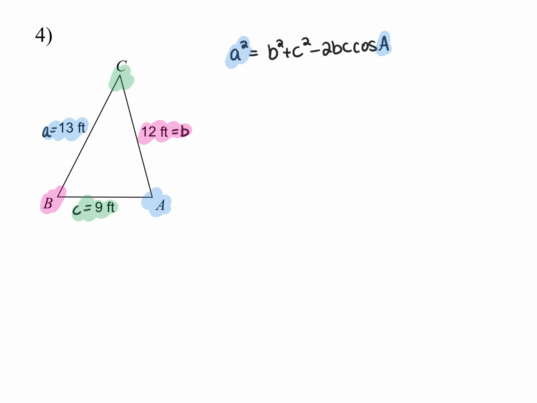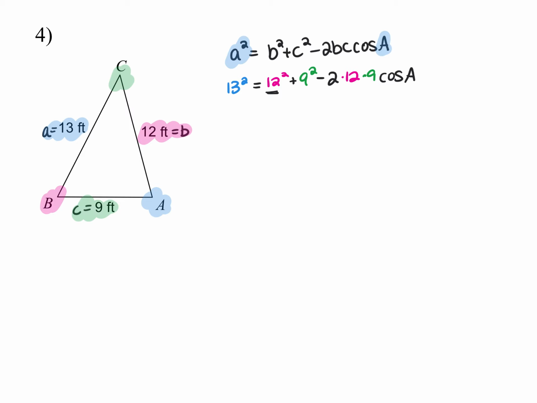This time I know little a is 13, so I have 13 squared. I know little b is 12, so 12 squared, plus little c, which is 9 squared, and then minus 2 times b times c, times, whoops, I know what c is, it's 9, times the cosine of A. Now, I do not know A, right? This is my unknown. And this is where you have to really pay attention to order of operations, okay? We have three terms on the right-hand side of that equation.